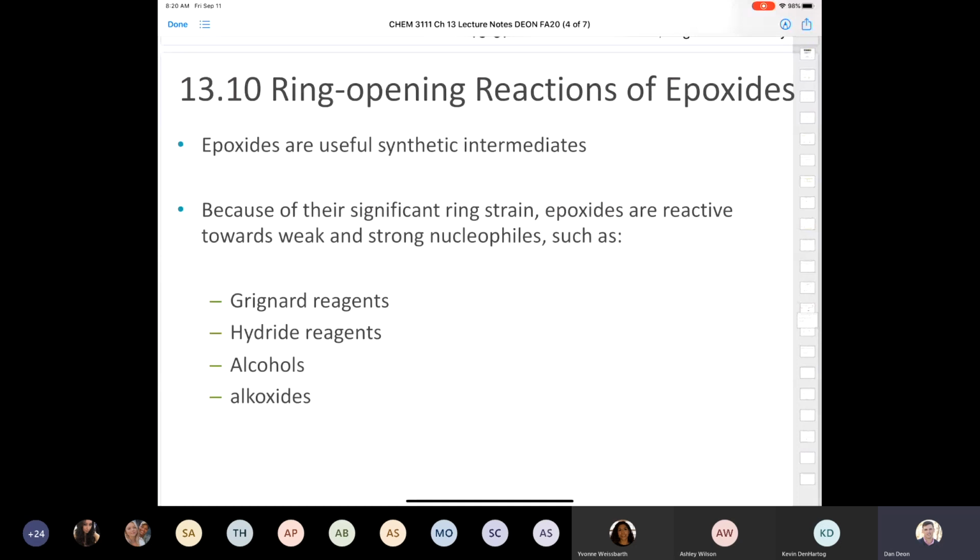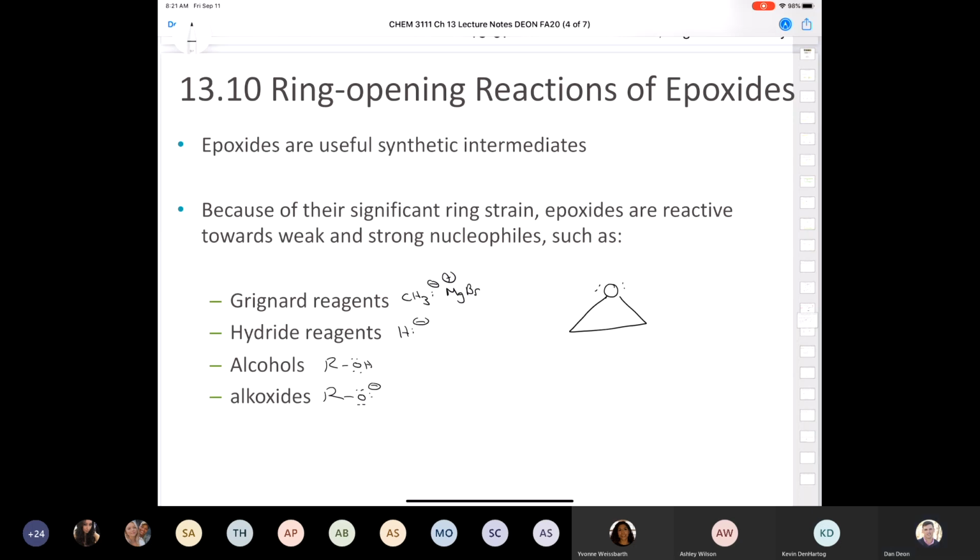Because of their significant ring strain, epoxides are reactive towards weak and strong nucleophiles like a Grignard. So if you have an epoxide, they're pretty strained, right? That's a pretty small ring. But a Grignard reagent, think about it. If you had methyl magnesium bromide, well, that's a good nucleophile, right? What if you had a hydride? A hydride, that's a good nucleophile. An alcohol can be a nucleophile under the right conditions. An alkoxide could be a nucleophile as well.